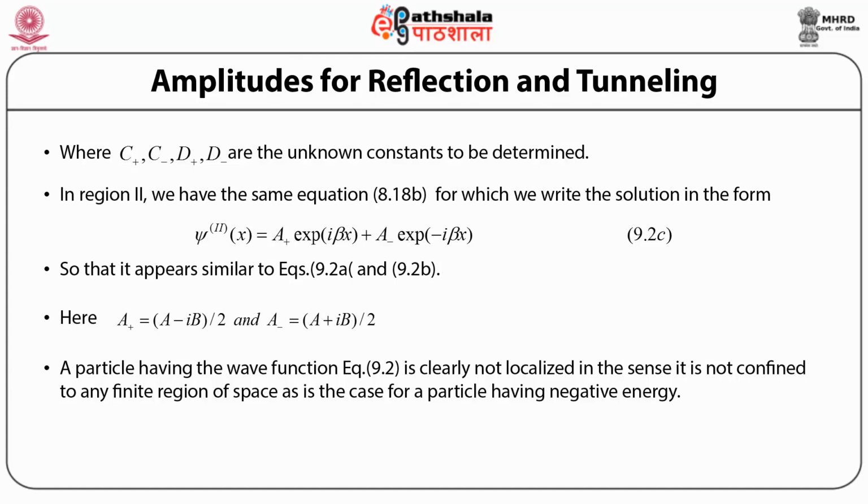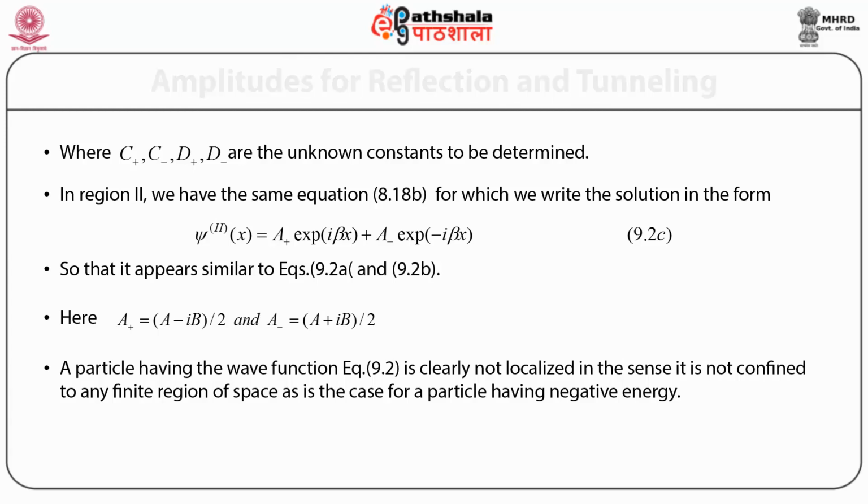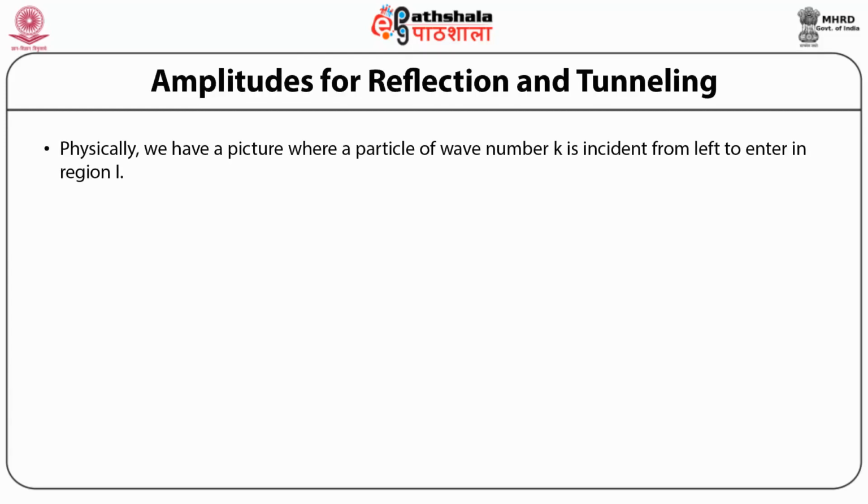A particle having the wave function defined by equation 2 is clearly not localized, in the sense that it is not confined to any finite region of space, as is the case for a particle having negative energy. Physically, we have a picture where a particle of wave number k is incident from the left to enter region 1. A part of this is transmitted and another part is reflected back.